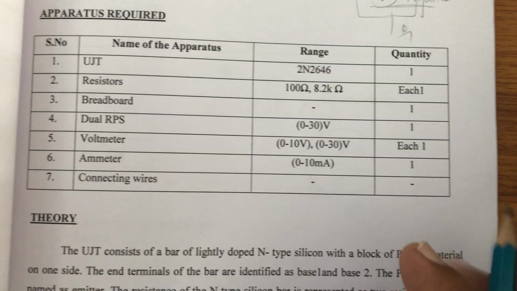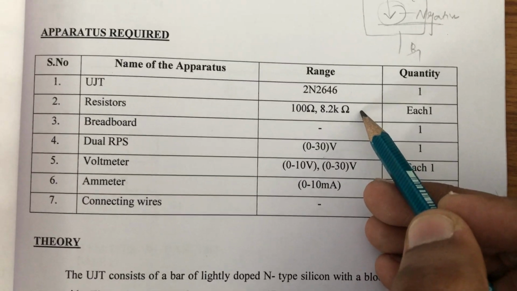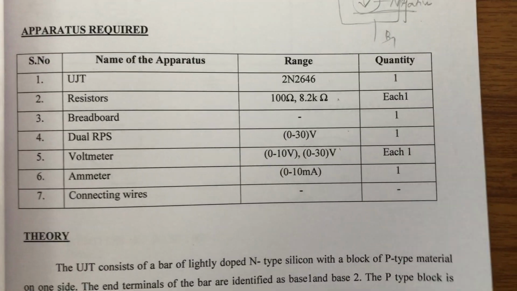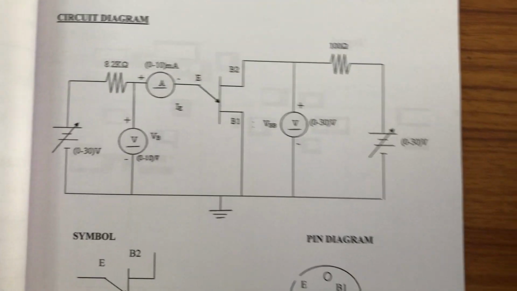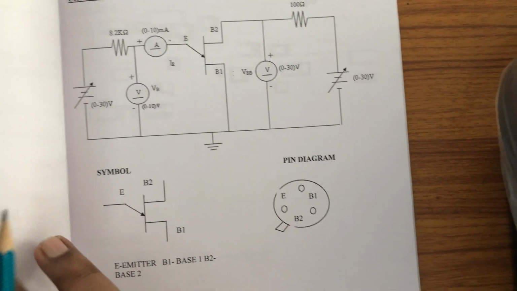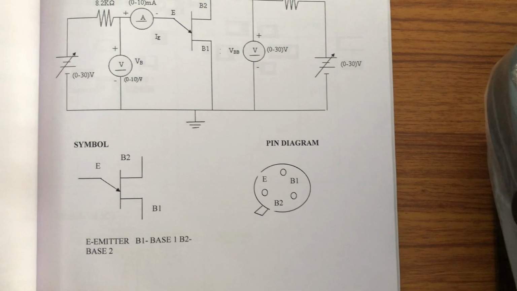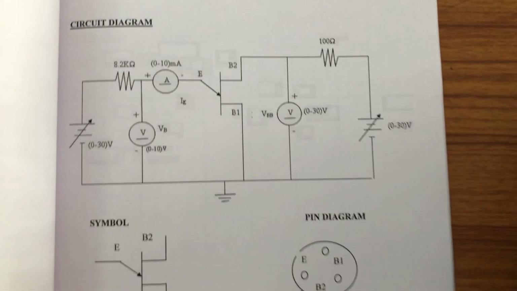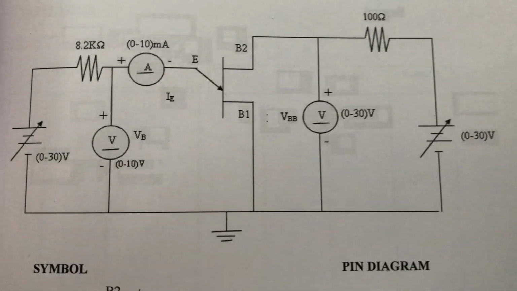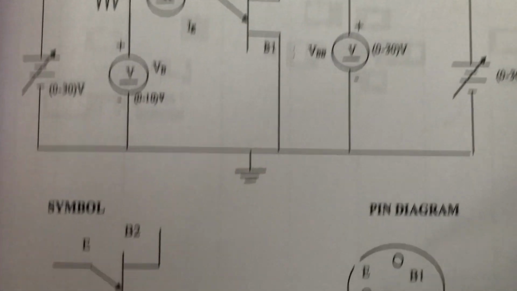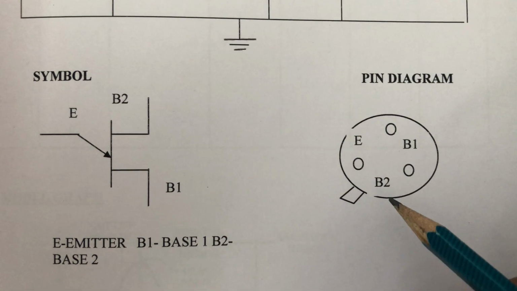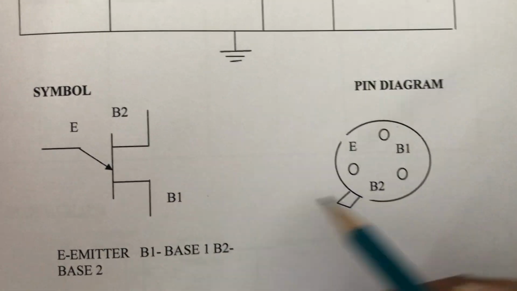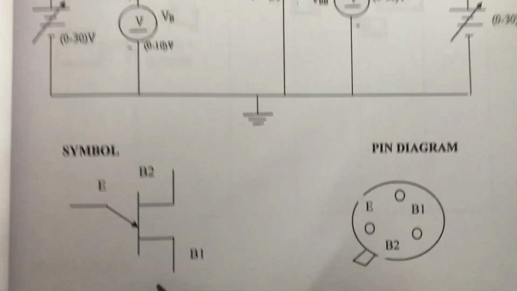For doing this experiment, we need one UJT, resistors, as usual a breadboard, RPS, voltmeter, ammeter, and connecting wires. This is the circuit. Before moving to the circuit, this is the pin diagram and symbol. First we will see the pin diagram. In the pin diagram, we have to see it inversely: the terminals are emitter, base 1 and base 2, and this is the symbol with 3 terminals: emitter, base 1, base 2.